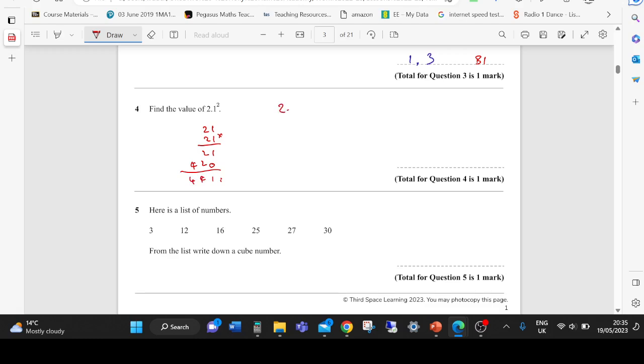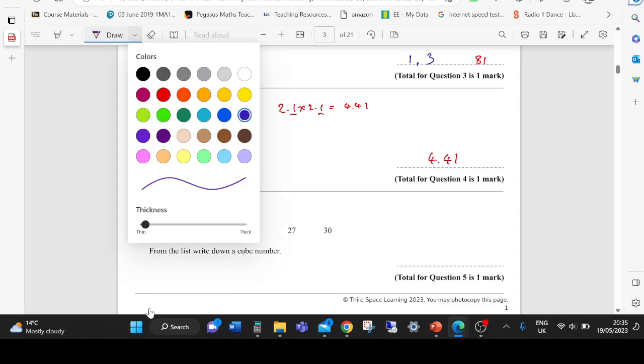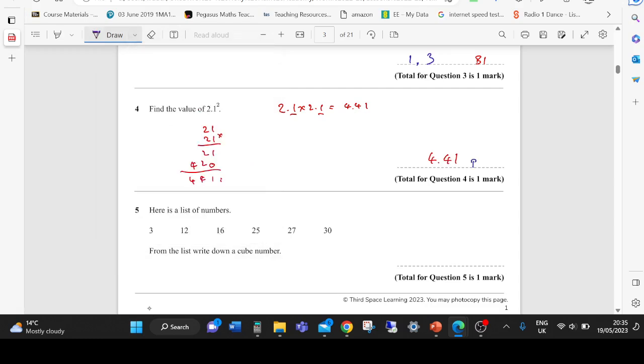So in effect, 2.1 times 2.1 will have the digits of 441. I've got 2 decimal digits in my question, so I'll have 2 in my answer. So I'm going for 4.41. And marks for that, it is just a B1 again, correct answer only.